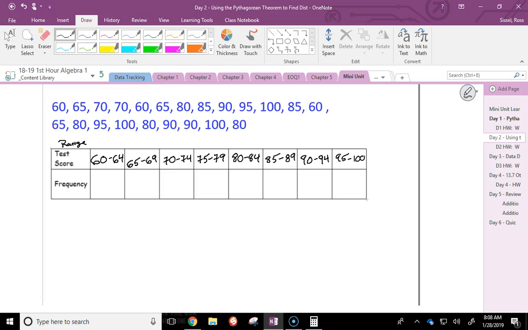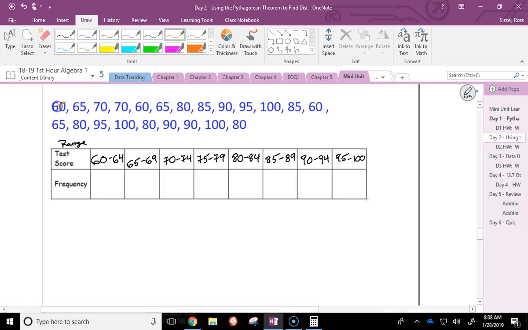Now, one mistake I've seen with students doing this is they've done 60 to 65, 65 to 70, 70 to 75, 75 to 80. What is the problem with that? Good. I've seen students, and I've seen teachers even, do this before. And we're like, well, if I have 65, which bucket does it go in? So you have to make sure that you're not repeating.